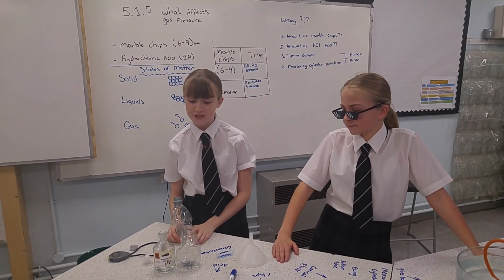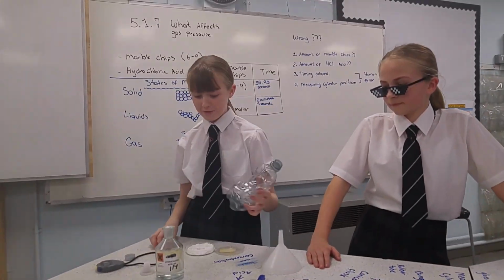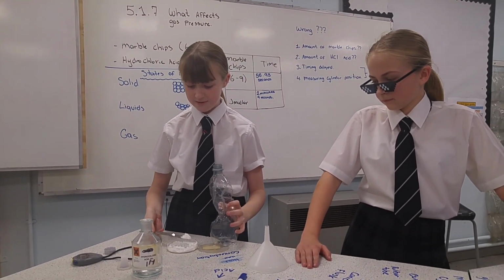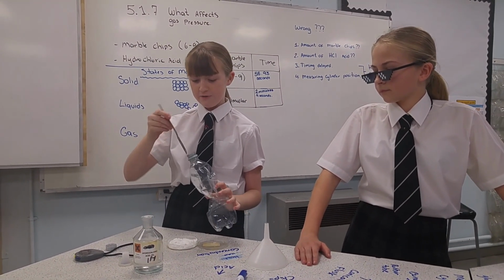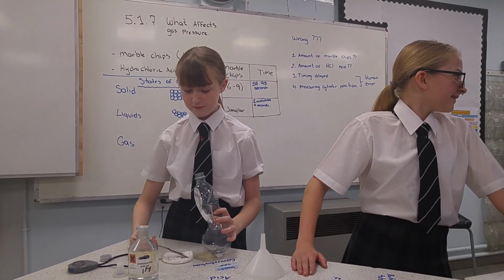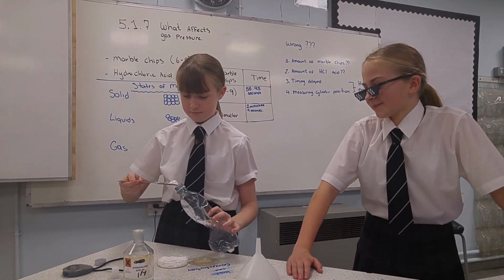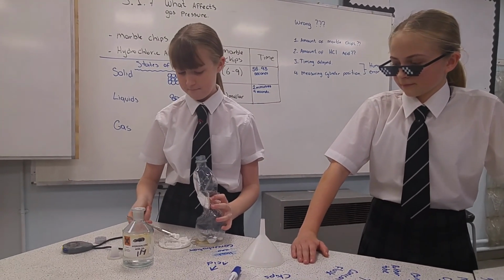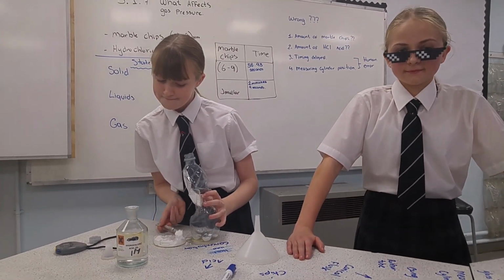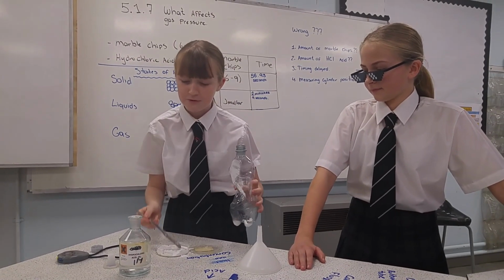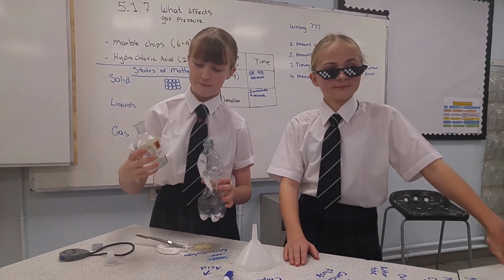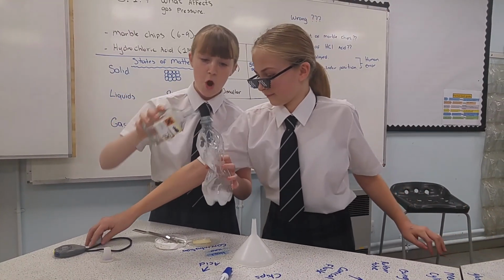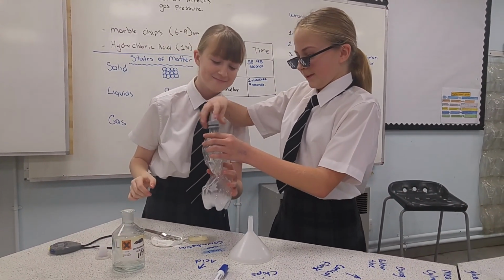Here we're looking at gas pressure in another way. So I've got a crushed water bottle and I'm going to be adding 3 generous spoons of baking soda. And now we're going to be adding some hydrochloric acid. Okay, put the lid on straight away.